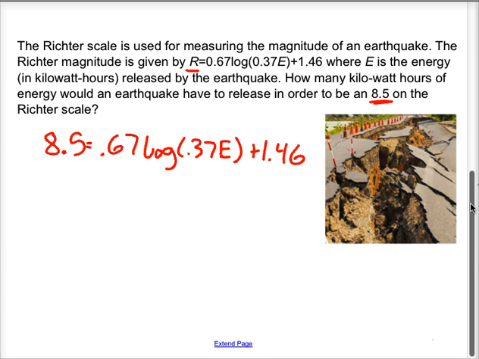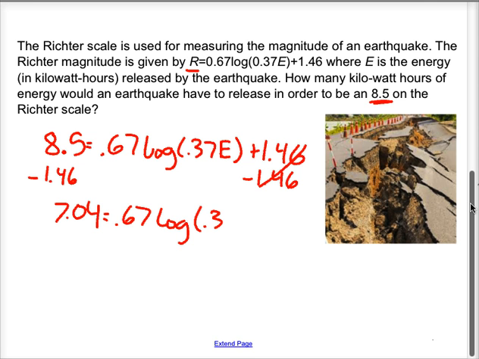Well, this is the same as the last one. I need to get the logarithm by itself. So the first thing I'm going to do, I'm going to subtract off the 1.46 from both sides. So 8.5 minus 1.46, I get 7.04. I'm going to divide by 0.67.